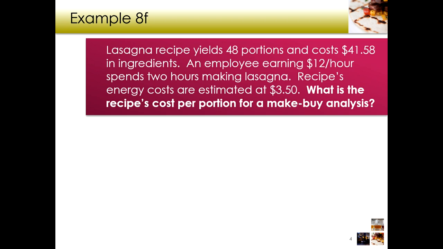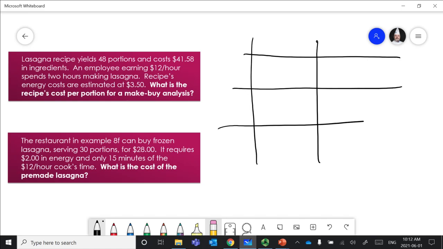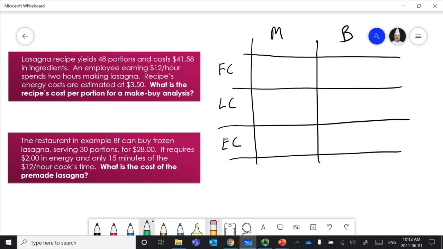I like to do a little chart, and I've got the next example on my whiteboard here, which is buying a frozen product. We're going to do both of these examples at the same time because I like to make a chart. We're going to make and we're going to buy. The first thing we've got here is our food cost, labor cost, and energy cost. The first one here is make.